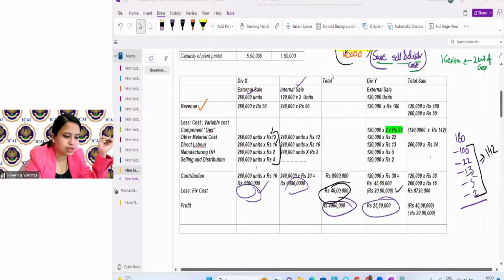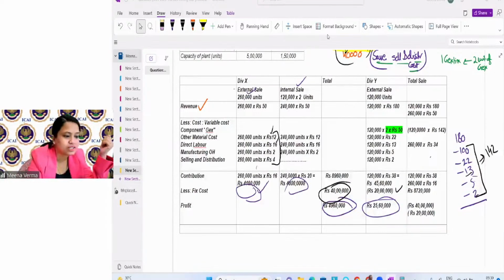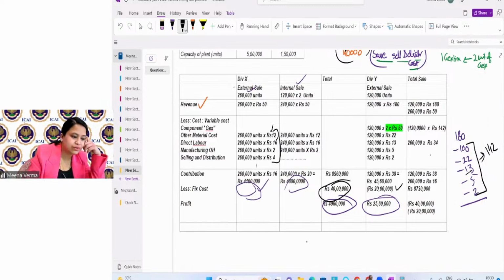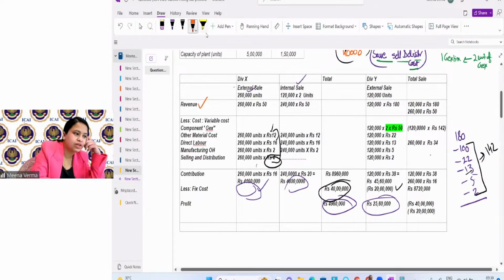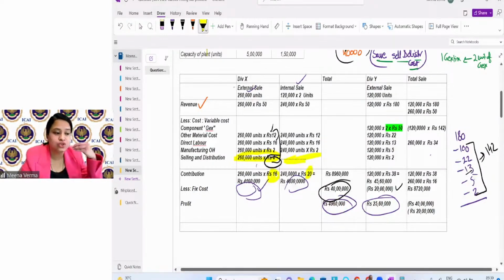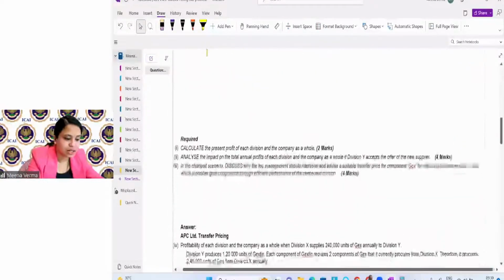Exactly. In the question, contribution is given. You can consider the contribution directly. But the point is that when you're writing the question in the exam, you can see here the variable cost point is different. You can see here we are considering the selling and distribution cost, but we are not considering it here. So contribution will come different in both cases. So you have to show the calculation. You have to do it in this way only, because you have to write it in the exam also, right?